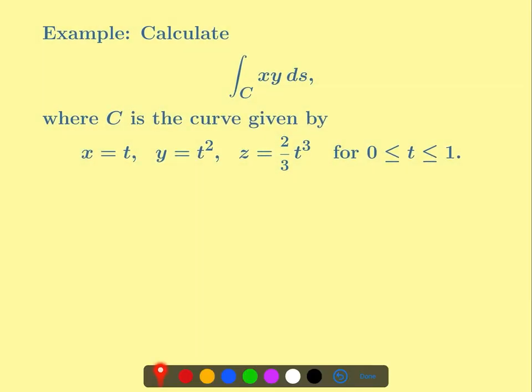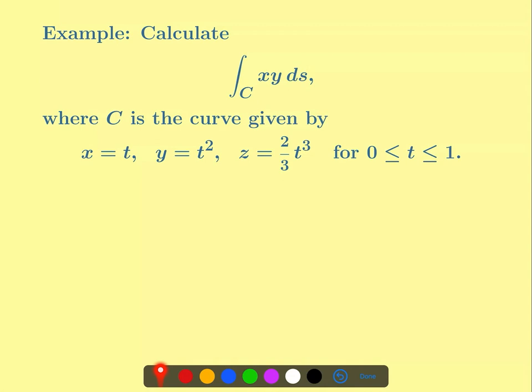So let me go ahead and do an example. Here we have x just being t, y being t squared, and z is 2/3 t cubed. t is between 0 and 1. So this is telling me what my curve is. How I want to solve this, again, is I want to replace x and y with what they're equal to, t and t squared. And then ds, what it's equal to in terms of t.